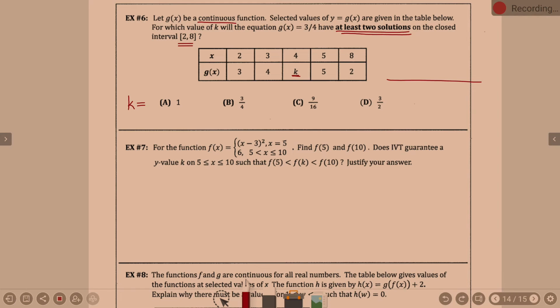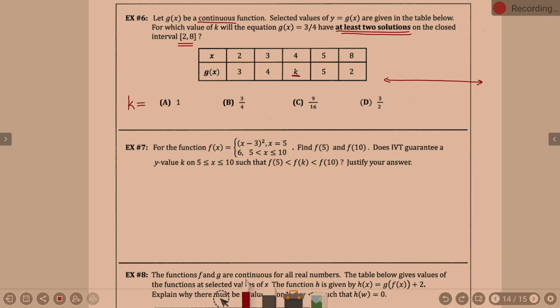Okay, yeah. They're all positives, yes? What's going to be the case if they want us to have two solutions here? What are they going to have to cross? The x-axis, yes?